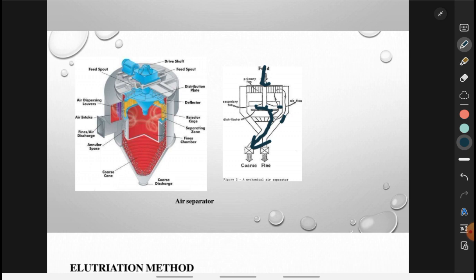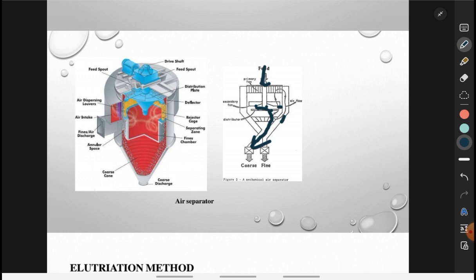Then coming to the uses, an air separator can separate micron size particles, which can be handled by sieving also. It is often used in the pharmaceutical industry to control air pollution and air quality. Then coming to the advantages, it has high production output. You can say it is easy to maintain and clean, and it can be used in batch as well as continuous processes.